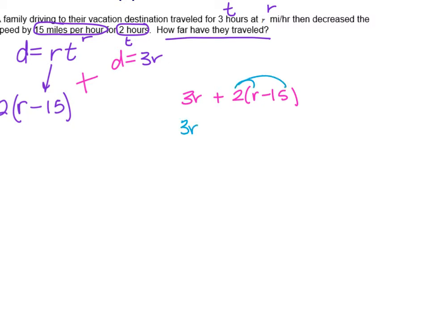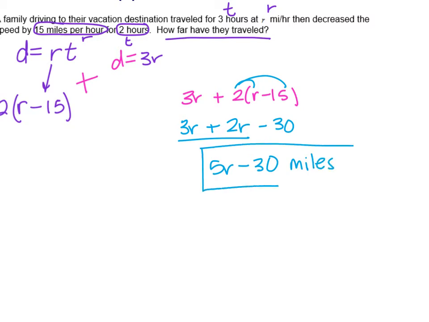So carry down the 3r, that is a positive 2, so plus 2r, and then 2 times negative 15 is negative 30. Combine your like terms, we get 5r minus 30. And then how far have they traveled? We are talking distance, and we're in miles, so 5r minus 30 miles.